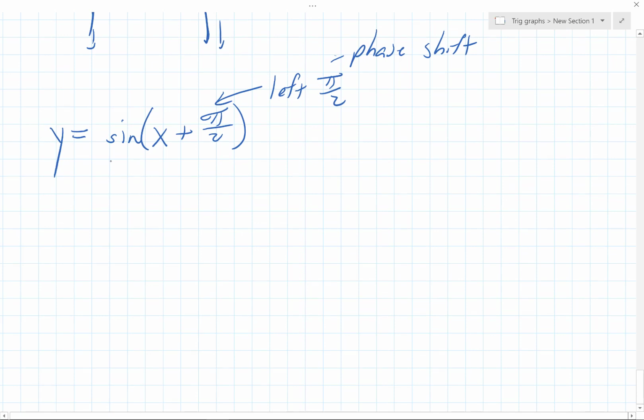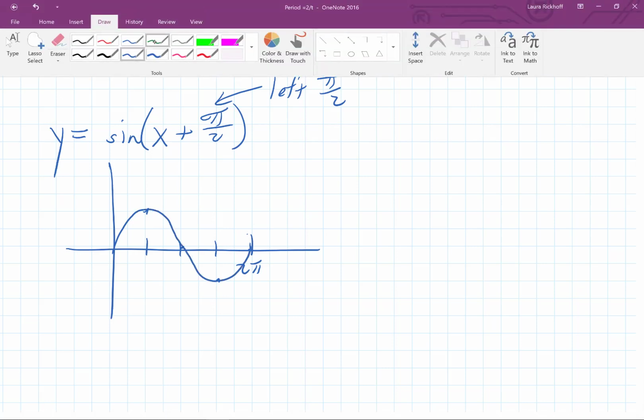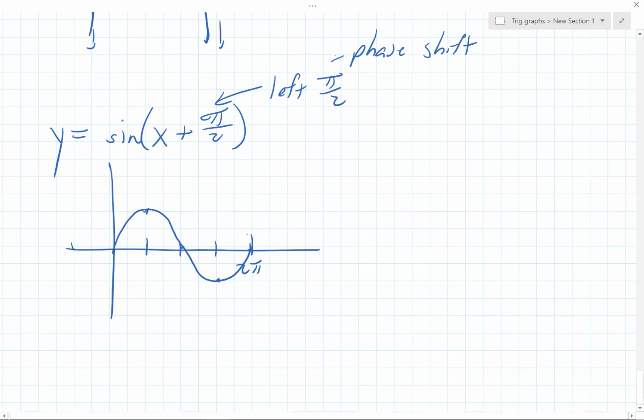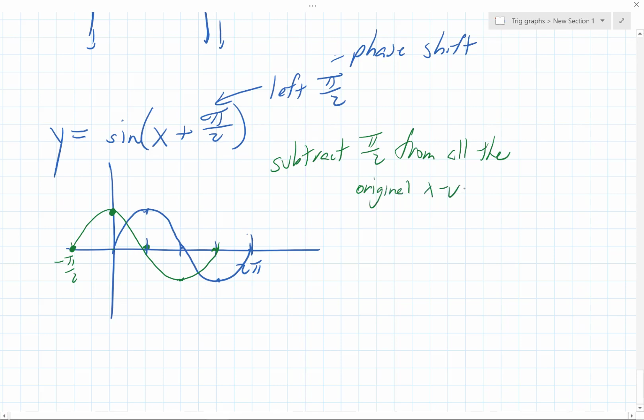So all you would do is you would take that normal sine graph we drew earlier and then shift it all to the left pi halves. So remember, we finished at 2 pi. And so this point would shift to negative pi halves. This point would now be at 0. This point would move there. This point move there. That point move there. You could even subtract pi halves from all the original x values and get it that way.